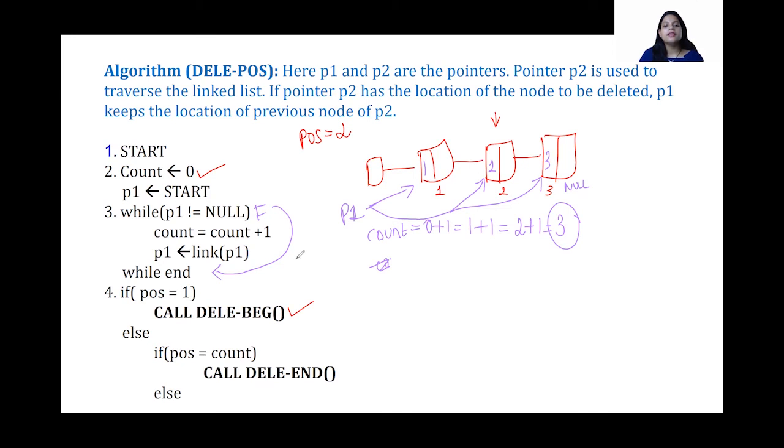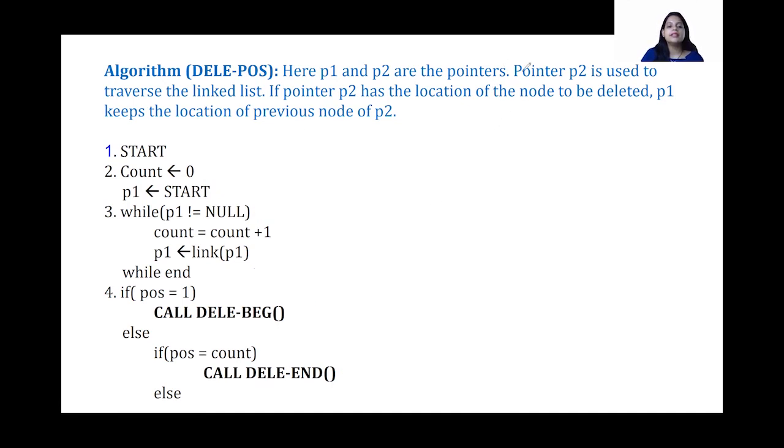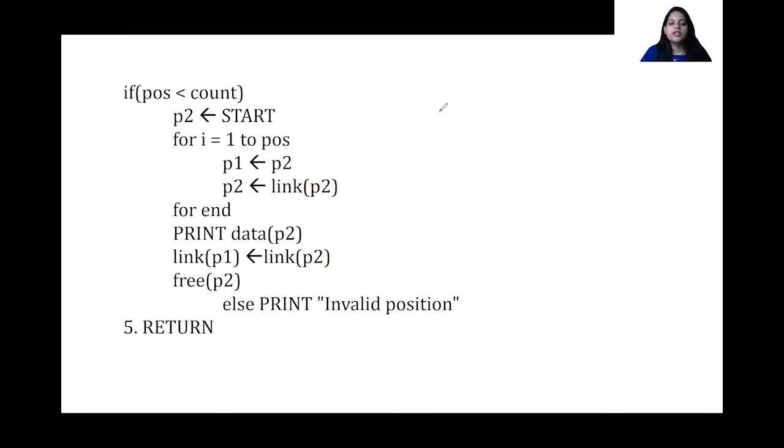And then suppose the position is equal to count. Count is nothing but 3, which means he wants to delete the last node. In that case also, we have already seen the algorithm. We are going to call the delete at the end function. So these are the two cases which we have already seen. In case the user is giving any of these positions, then we are going to call those particular functions only. Only if it is a case apart from these, that is, if we want any other position, then what is going to happen? So this is the next set of code of the algorithm, where we are going to actually delete a node from the given position.